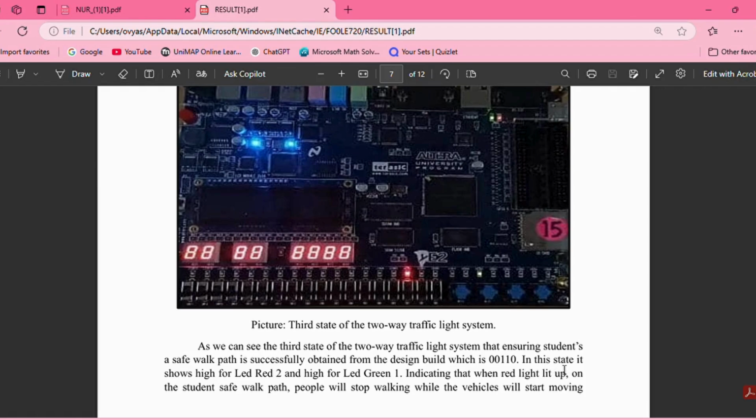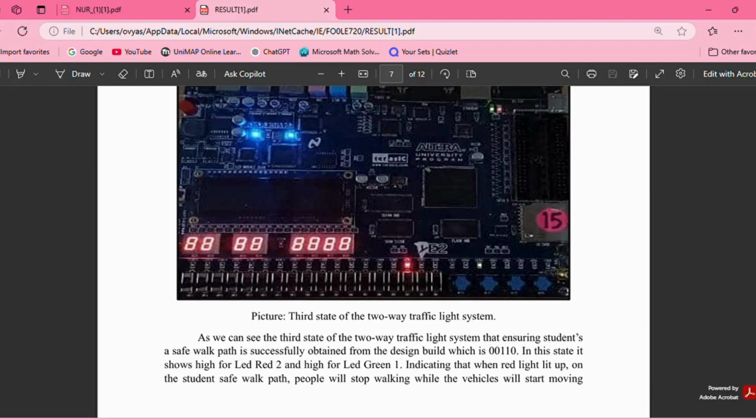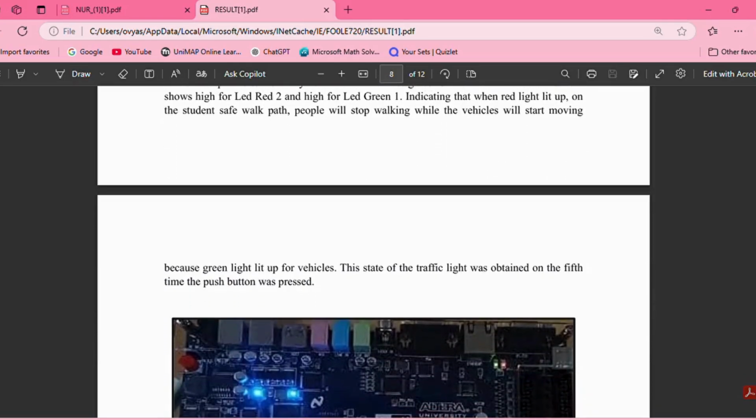In this state, it shows high for LED red 2 and high for LED green 1, indicating that LED red 2 is for walk and LED green 1 is for vehicle. When the red light lights up on the student safe walk path, people will stop walking while the vehicles will start moving, because the green light lights up for vehicles. This state of the traffic light was obtained on the fifth time the push button was pressed.